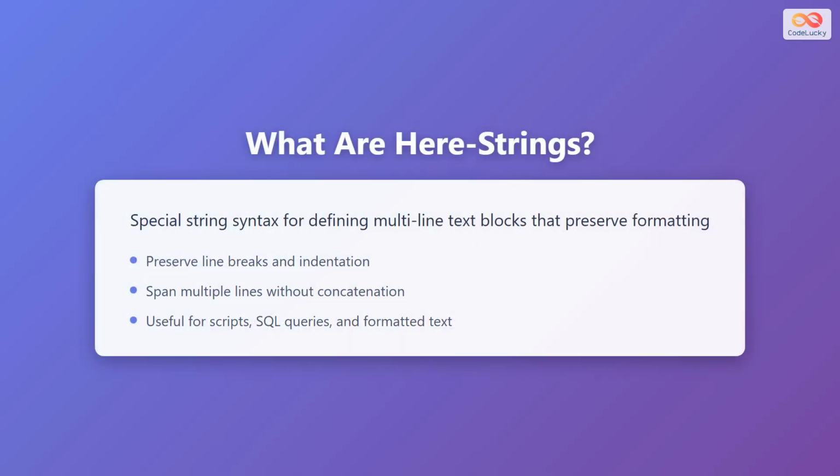Here-strings are a special string syntax in PowerShell designed specifically for defining multi-line text blocks that preserve formatting. They automatically preserve line breaks and indentation exactly as you type them. This means you can span multiple lines without using concatenation operators or escape characters. Here-strings are particularly useful when you need to work with scripts, SQL queries, JSON data, or any formatted text where maintaining the original structure is important.